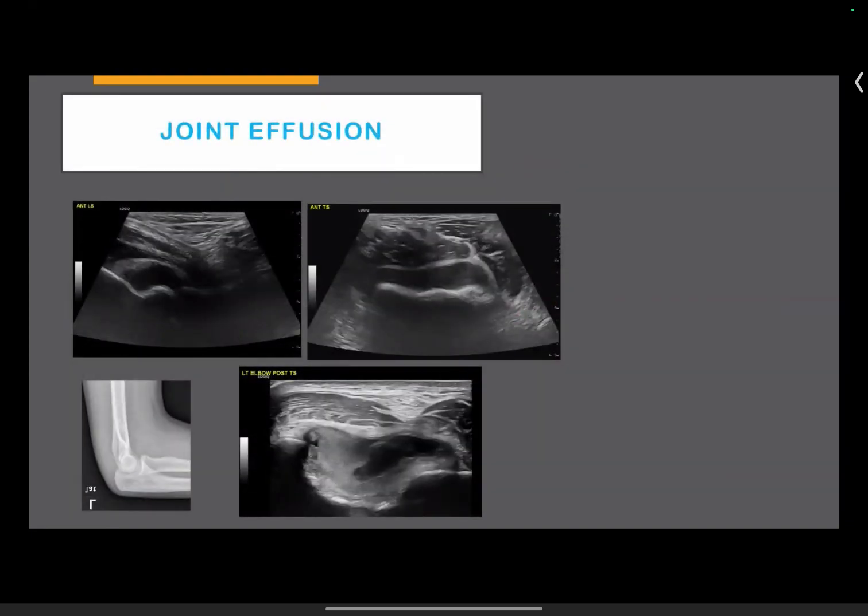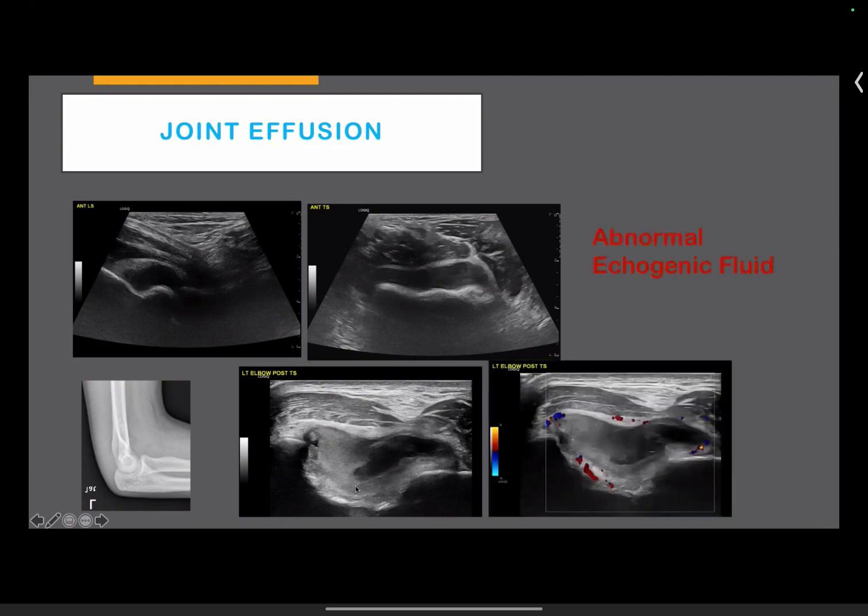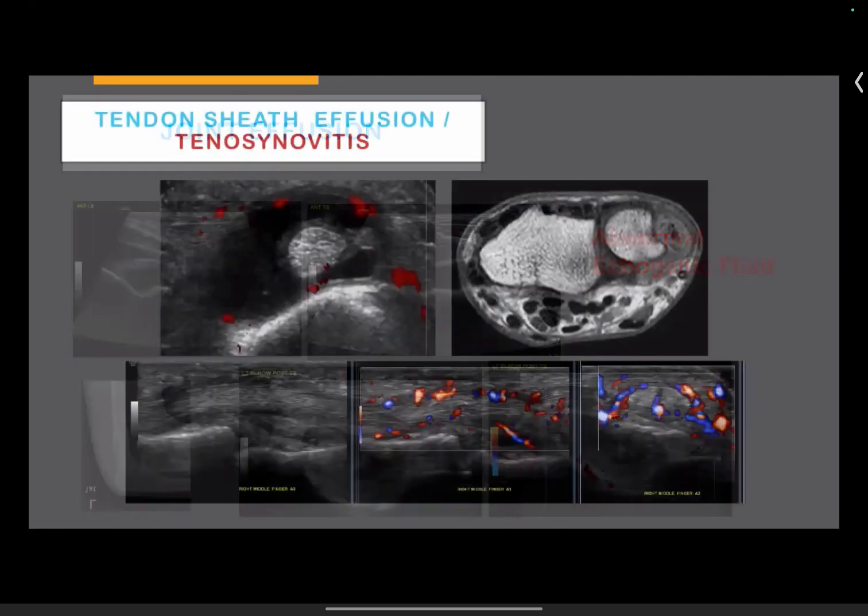And then this again, a young patient. This is different: you can see anechoic fluid, but there is some hyperechogenicity as well. So this will make you think, could it be pus or could it be blood? This patient was hemophilic, so this was just a hemarthrosis, atraumatic.